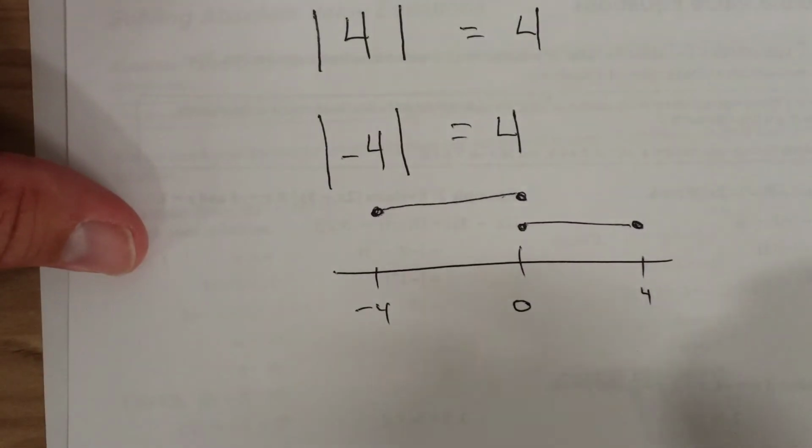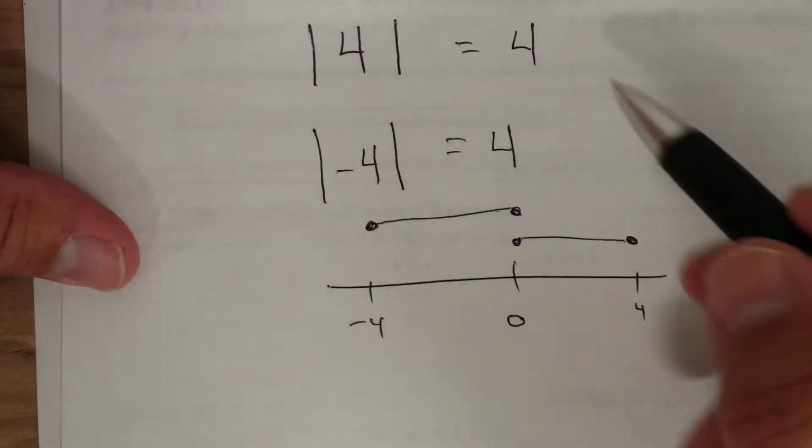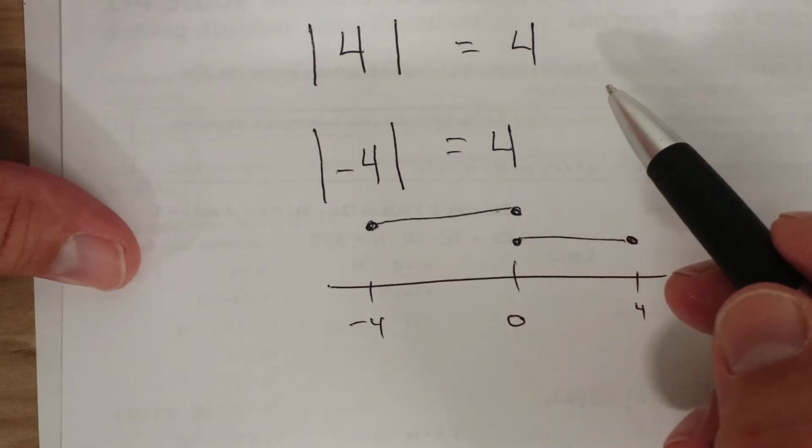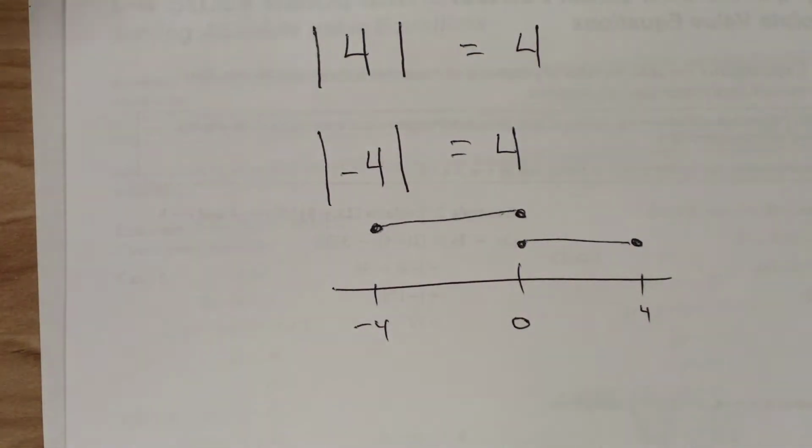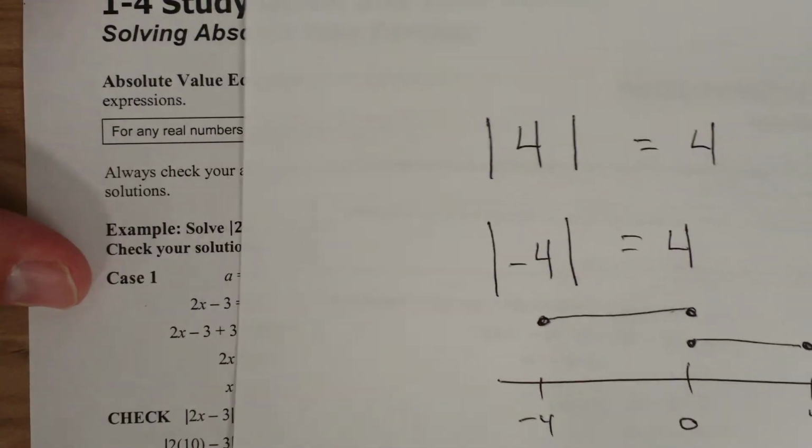That's true of all absolute values. The absolute value of any number will never be a negative number, because we're talking about pure distance from 0, and distance is always a positive number. So the absolute value of anything has to be a positive number.